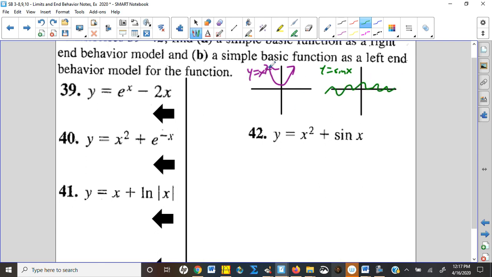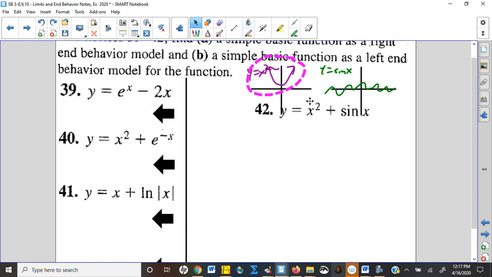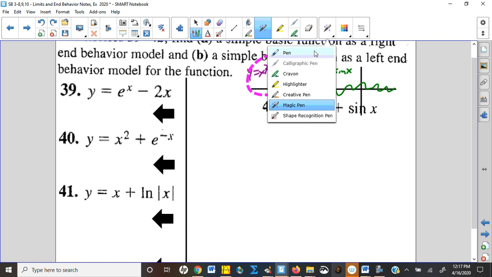So I'm going to assume that this is my end behavior model in both directions. I hope that you guys are okay with that. So we are going to move this up a little bit. We're going to set up two different checks, the left check and the right check, to show how this works.